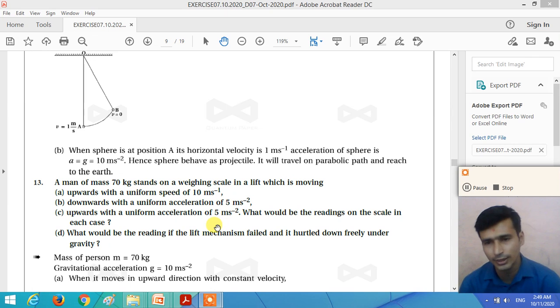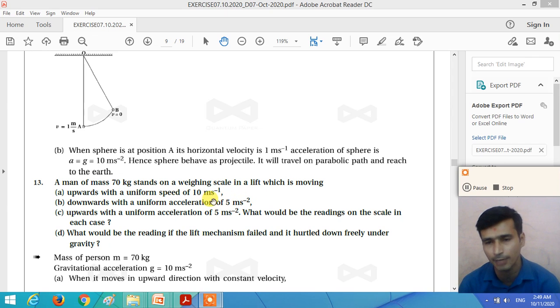How can we calculate the weight of the person? The weight of the person W is equal to mg. So the weighing scale measures the weight of the person as 70 into 10, 700 Newton, if the lift is stationary. So if the lift is stationary, the weight of the person measured by the weighing scale is 700 Newton.